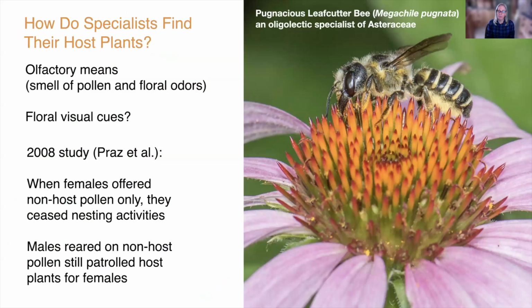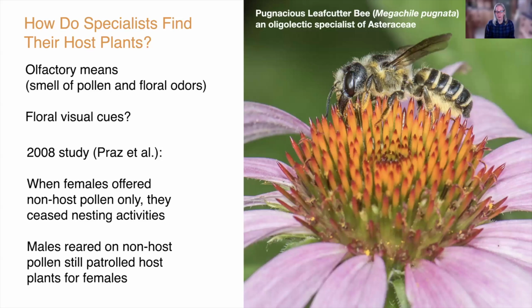So how do these female pollen specialists find their host plants? Let's just take a step back and remember the bee life cycle. For a solitary bee, the bee larva is provided that pollen and nectar provision. The bee larva consumes that, and the mother has long perished after she closes off that brood cell and deposits that food resource inside of the brood cell.